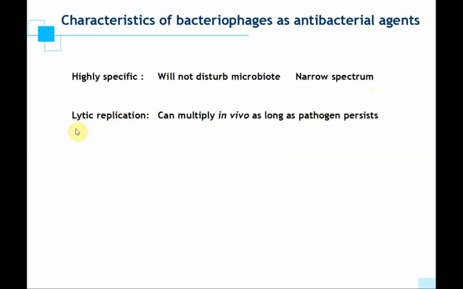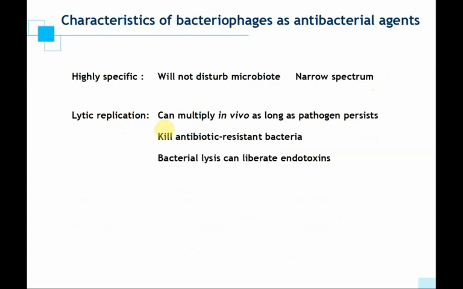Okay, the mode of action is interesting. It's lytic replication. That means that as long as you've got the host bacteria there, the phage is going to amplify itself. So you might give one dose, but it can replicate and give yourself more medicine locally. That's kind of cool. There is no real cross resistance between antibiotic resistance and phage resistance. So lytic bacteriophage are effective against antibiotic resistant bacteria.